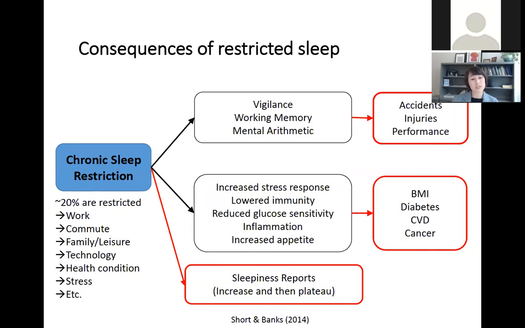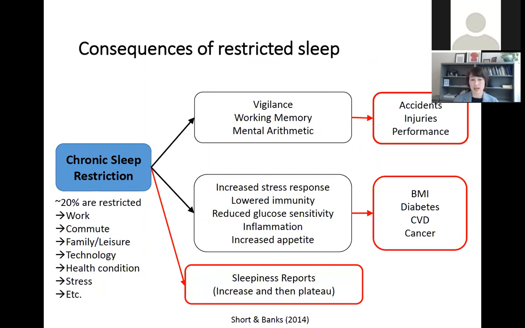Let me focus this specifically on chronic sleep restriction. Again, most individuals in the US are not sleep deprived. They're chronically sleep restricted, meaning they're getting less than 7 hours of sleep per night. Now, the estimates vary, but we think somewhere around 20% of individuals are restricted.